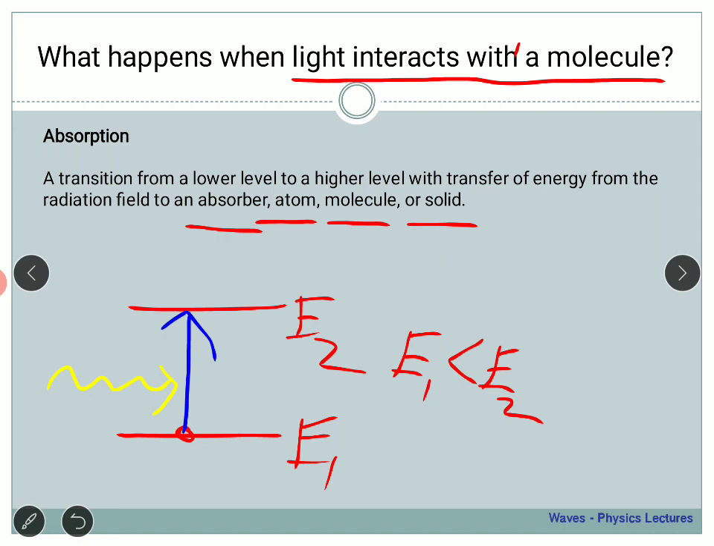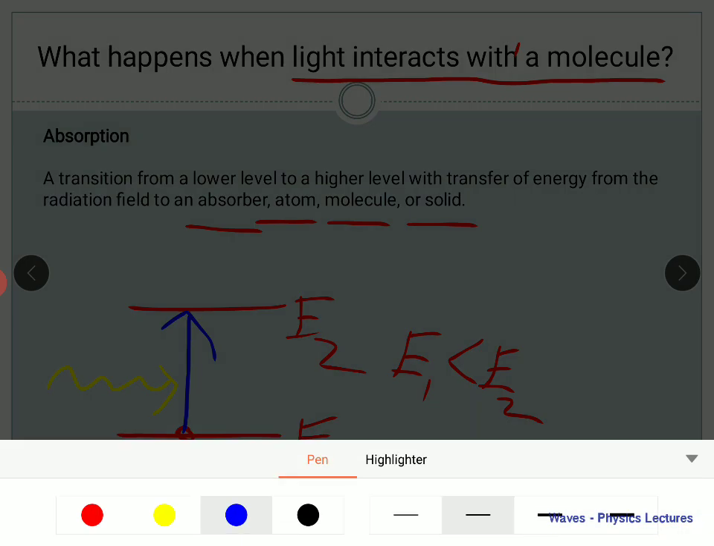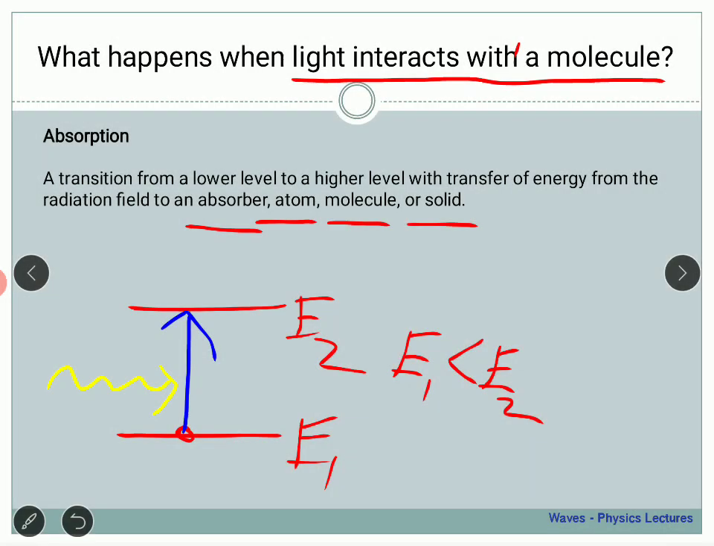What happens to this radiation? This radiation basically gets absorbed, right? So this radiation is absorbed, and we have a transition from the lower energy level to the upper energy level, and that is what absorption is all about. So we don't have any output, there is nothing which is coming out.